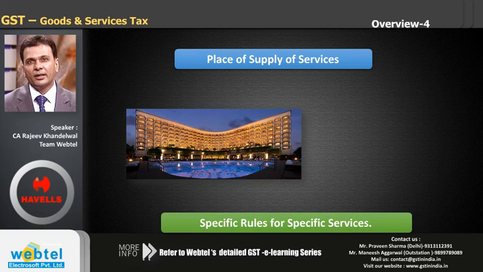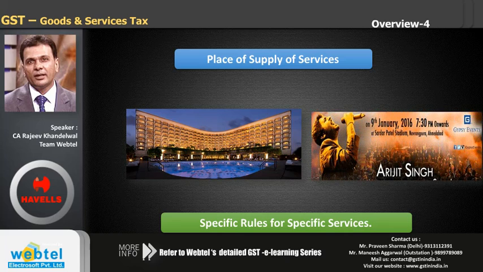So if you are going from Delhi to Mumbai and you stay in a hotel, the place of supply of service will be Maharashtra. Similarly, when a concert is held, let us say an Arijit Singh concert, the grounds, or the park, or whatever place the concert is held, will be taken as the place of supply of services.